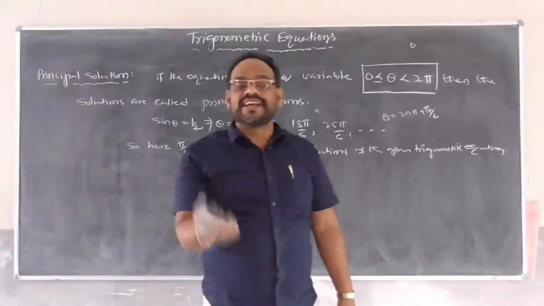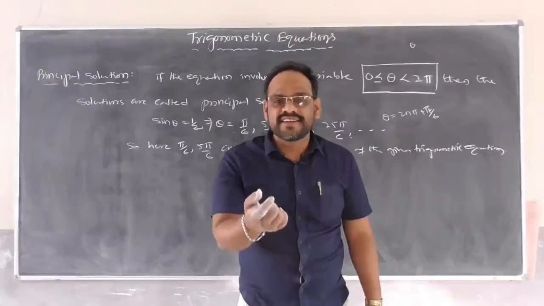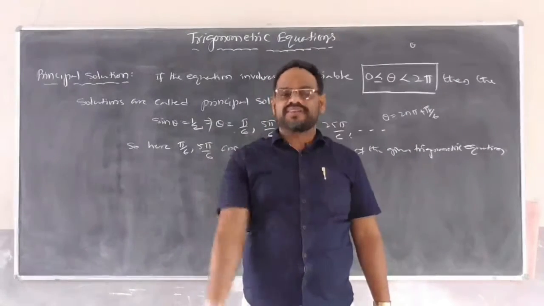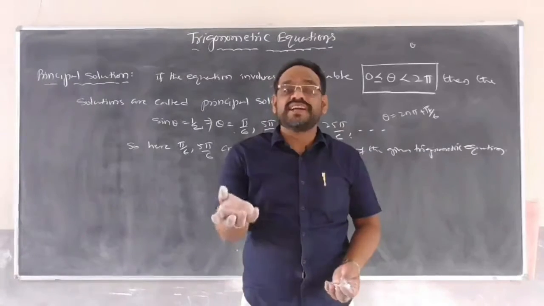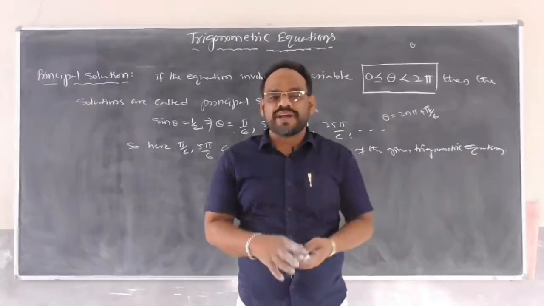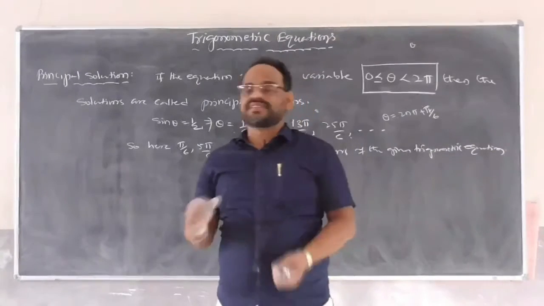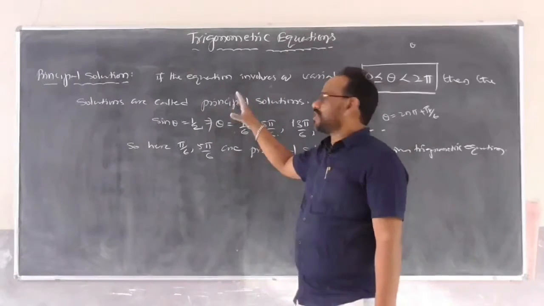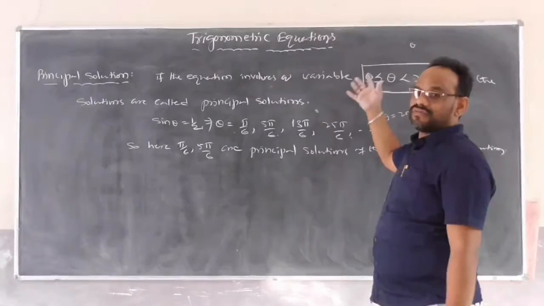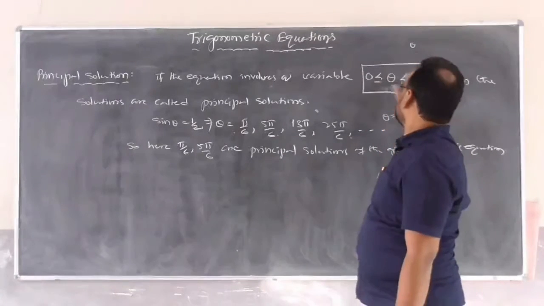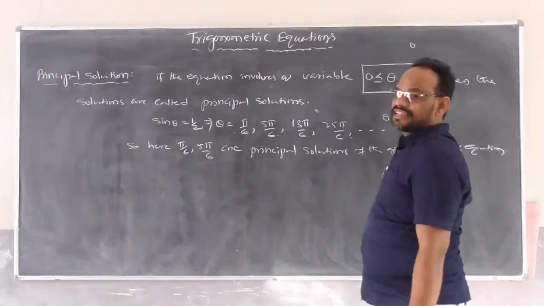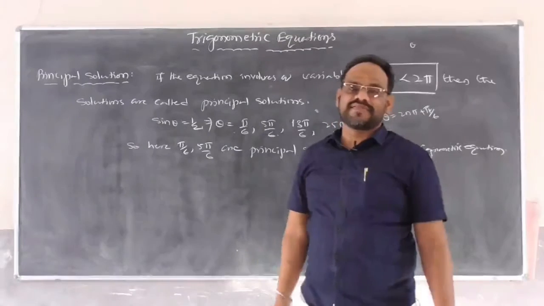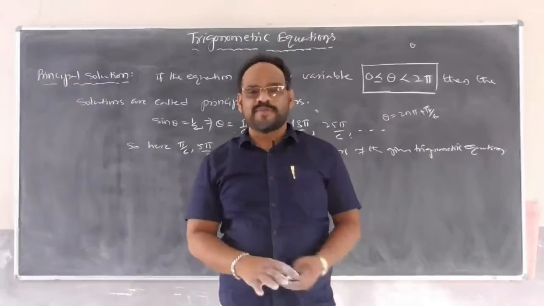Already we discussed, the general solution is an expression which contains theta naught plus f of n, that involves integer n and a multiple of pi. That is called the general solution. This is the principal solution. Observe here, principal solution means the variable always lies between 0 and 2 pi. Then the value of theta is called the principal solution of the given trigonometric equation.